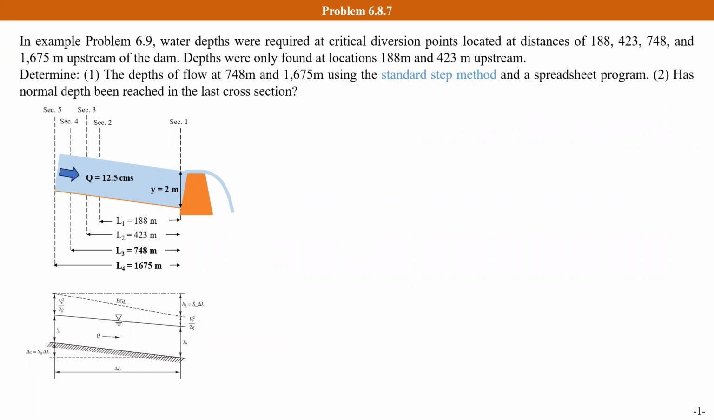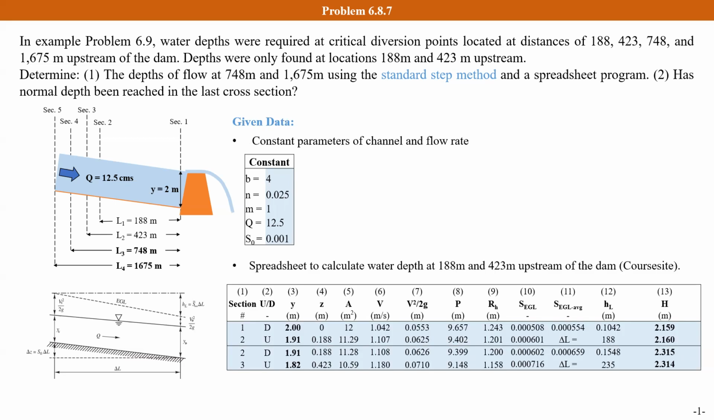We need to determine first the depths of flow at 748 meter and 1,675 meter using the standard step method and a spreadsheet program. Second, we also need to determine if the normal depths have been reached in the last cross-section. Based on the description of the problem and the spreadsheet, we can download it from the course site.